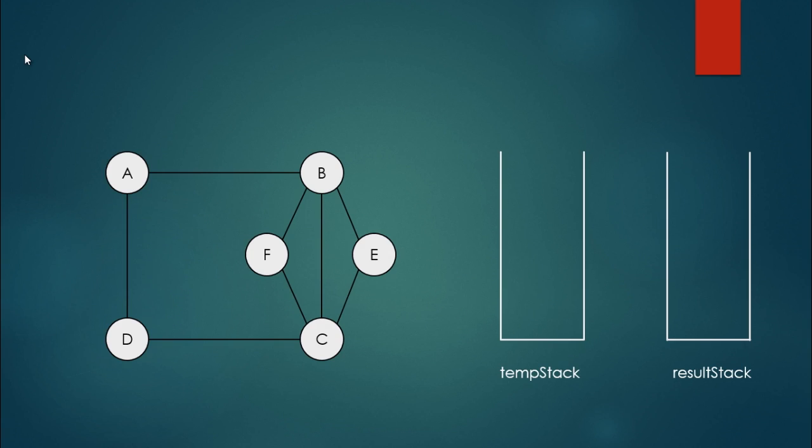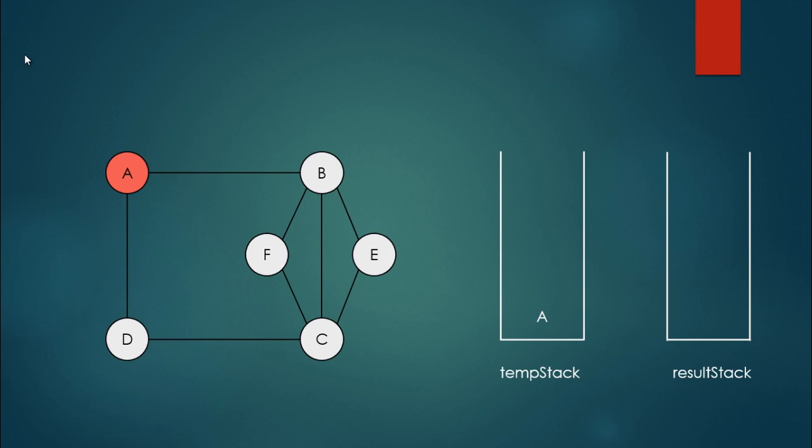So we have 2 stacks, the temporary stack and the result stack, and we have a graph containing 6 vertices A, B, C, D, E, and F. First of all, let me check whether we can form an Euler cycle, and we come to the conclusion that all of the vertices have an even number of edges. So the degrees are even, so an Euler cycle can be formed and constructed.